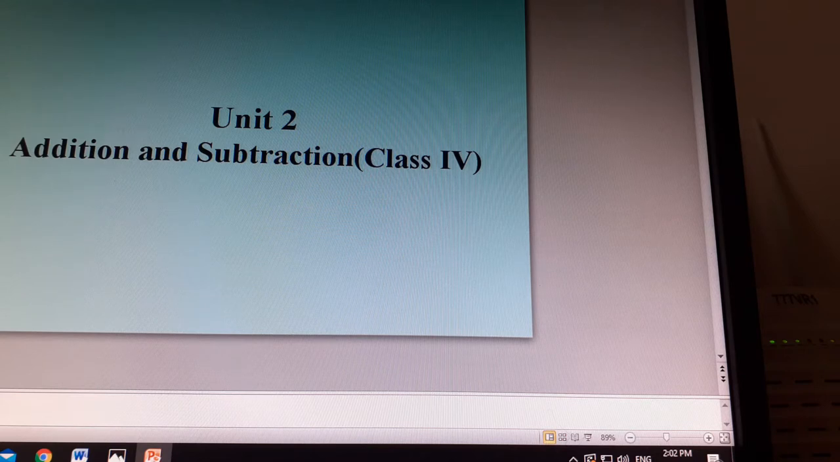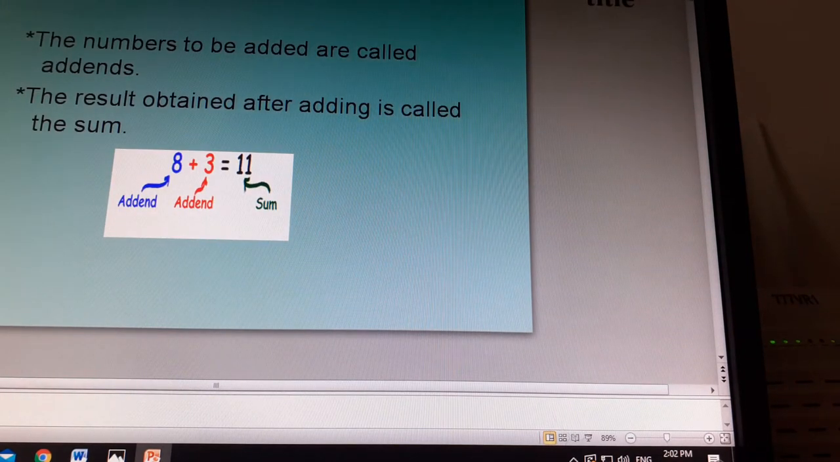Let us start. First of all, do you know what is the meaning of addition? Addition means sum or total. This is more than any of the given numbers. The numbers which we add are called addends. The result obtained after adding is called the sum.